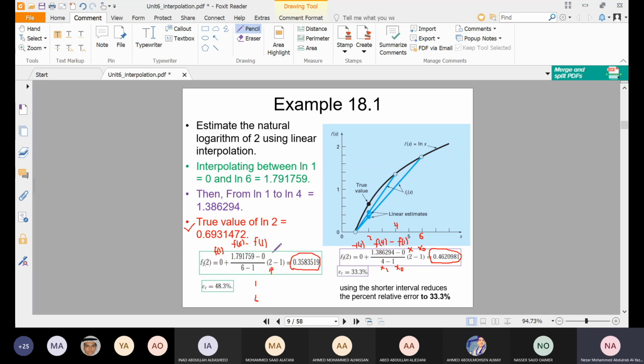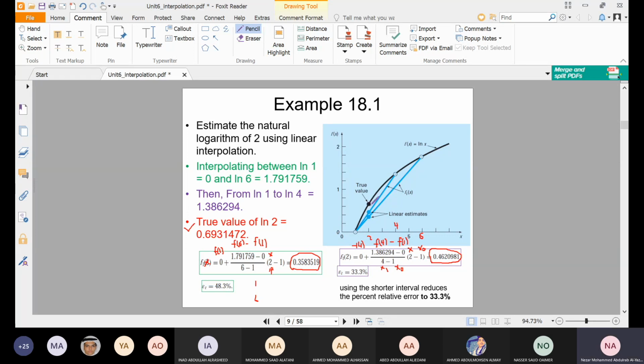If you wanted a general line, you will have x here. So we'll have a linear equation that we develop, which will be a general linear equation in terms of x. But if I want to estimate the value at a certain value, I will substitute x by 2, for example. So this, for example, is the estimation, and this is the true value.